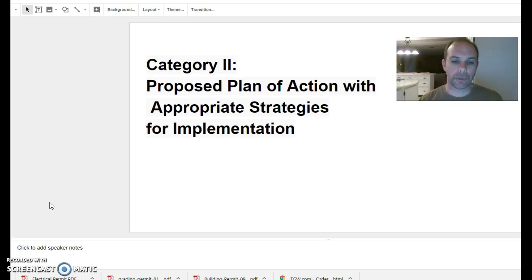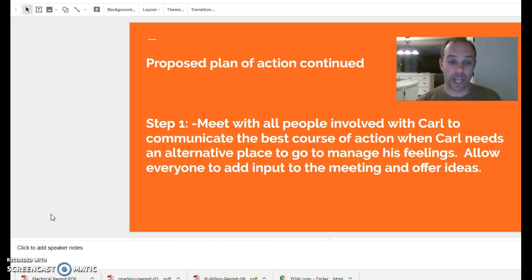Now we're on to category 2, proposed plan of action with appropriate strategies for implementation. All right, so we got our problem, so now what do? Well, first we got to meet with all the people involved with Carl to communicate the best course of action, to figure out what Carl needs during the day to have some sort of success. This includes teachers, support staff, administration, parents if we can get them in, whoever else crosses paths with Carl during the school day to figure out exactly what to do with the best course of action.